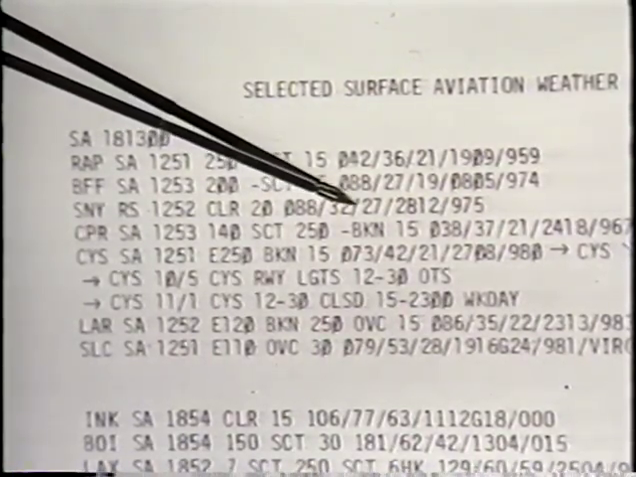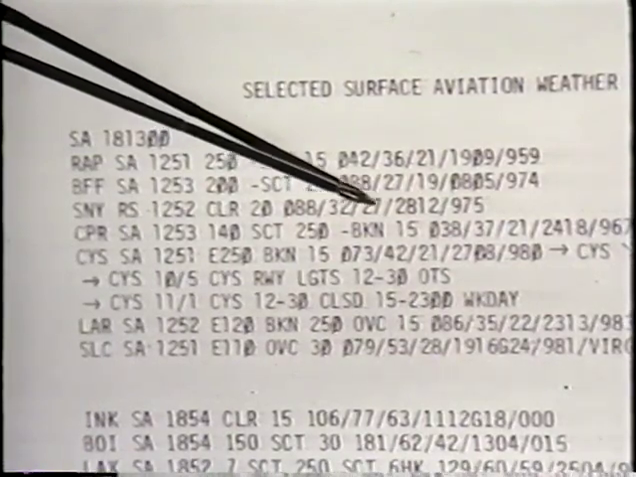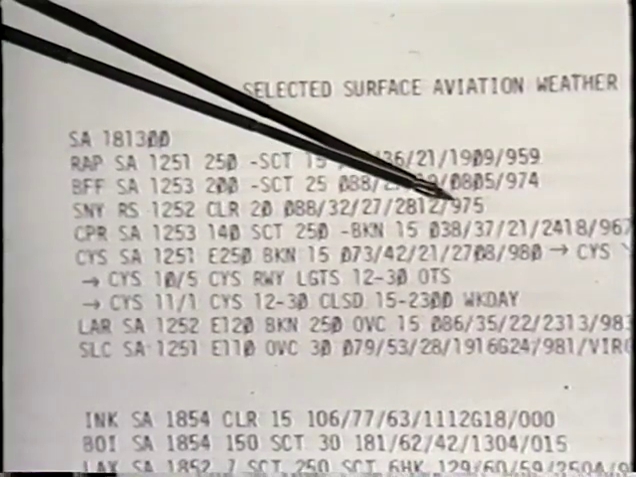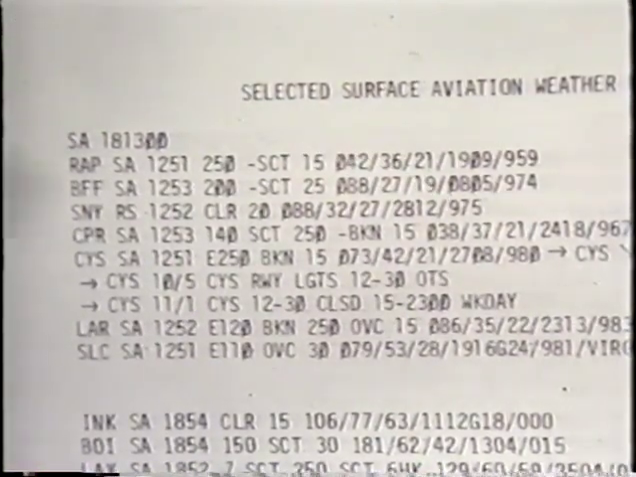32 degrees. 32 degrees temperature. 27. 27 dew point. Very good. 280 at 12 knots. Wind is 280 degrees at 12 knots. Very good. 29.75. 29.75. Right on. Super. That's great. Thank you very much.